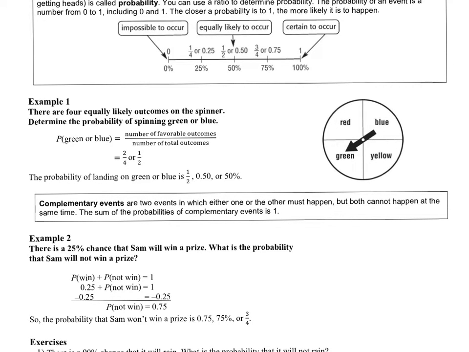Probability can be written as a percentage. It can be written as a fraction, and it's always simplified. So if there's a 2 out of 4 chance, it reduces to 1/2, right?